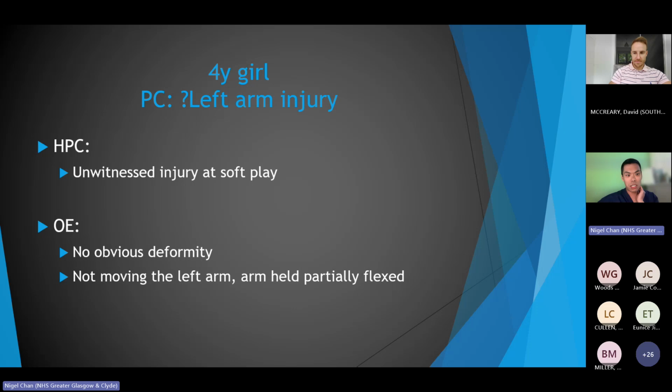So this is a 4-year-old girl. Her left arm was in a soft play. No one really saw what happened. It looks all right, doesn't look bendy or anything. She's not moving the arm, and she's basically holding it like this on her side.